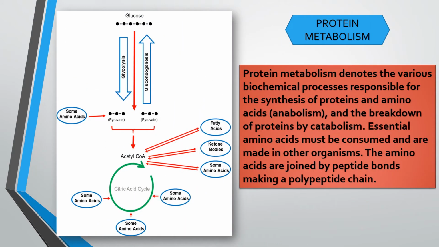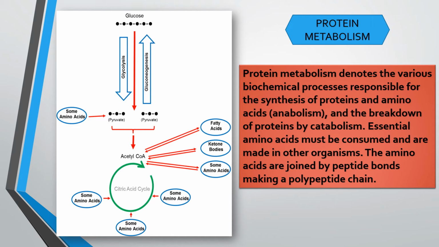Now the next step is protein metabolism. Protein metabolism denotes the various biochemical processes responsible for the synthesis of proteins and amino acids, that is anabolism, and the breakdown of proteins by catabolism. Essential amino acids must be consumed and are not made in the body. The amino acids are joined by peptide bonds, making a polypeptide chain.